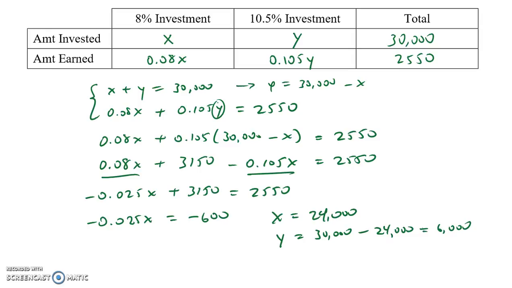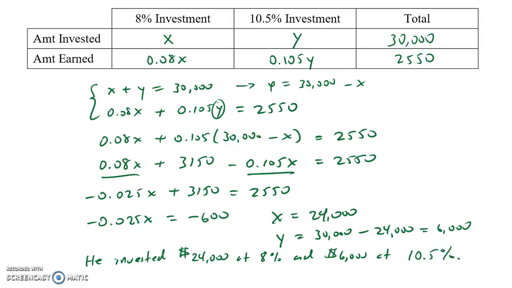So, conclusion, he invested $24,000 at 8% and $6,000 at 10.5%. And that concludes example 6, and that also concludes our notes for section 8.1.